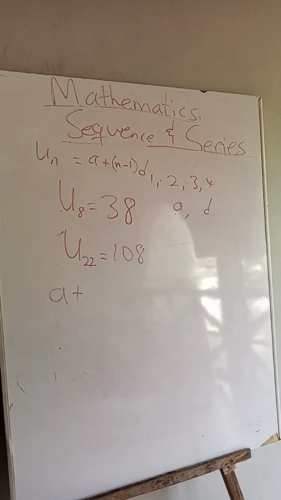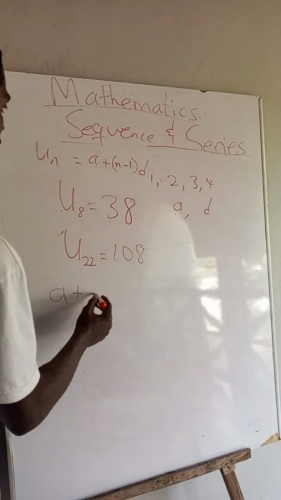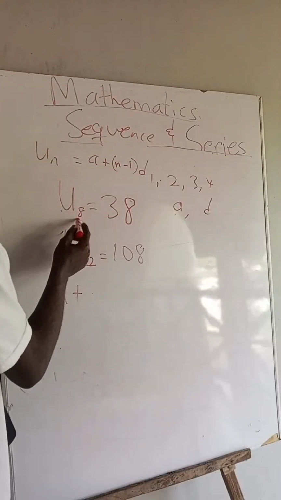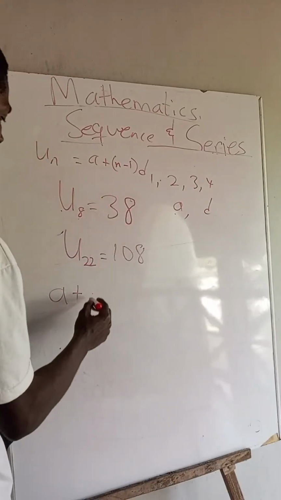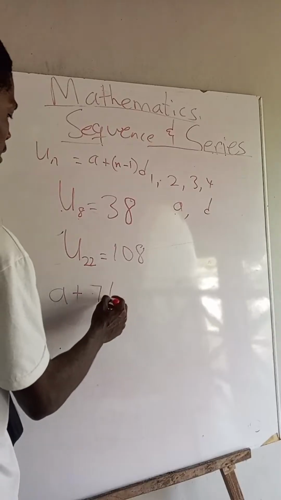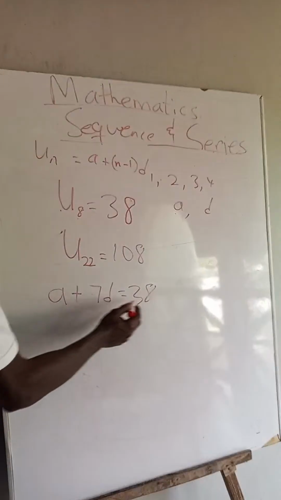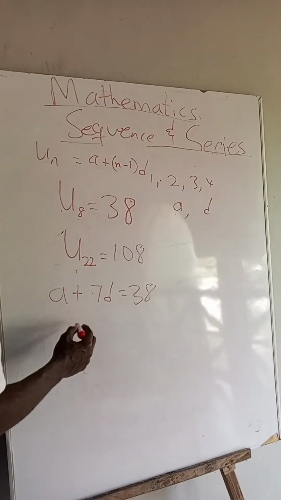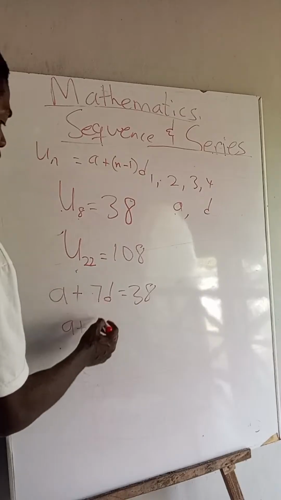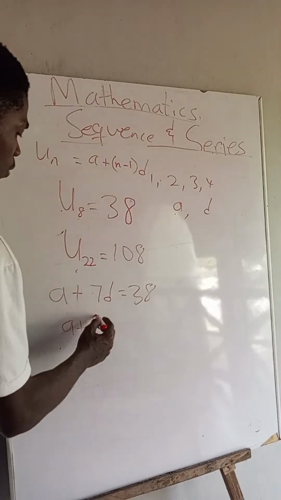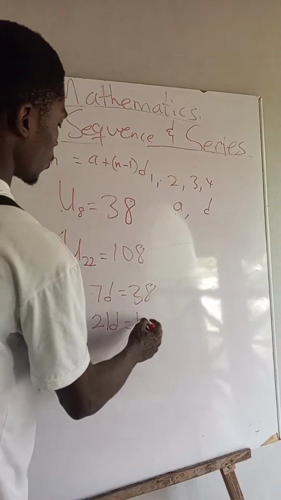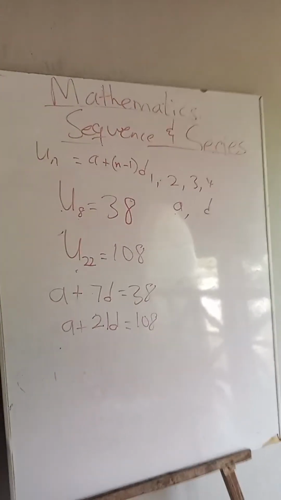So we are going to have a plus, since it's 8, it will be 8 minus 1, which is 7, right? So 7d equals 38. Then the next one will be a plus 22 minus 1, which is 21d, equals 108. Then you solve them simultaneously.